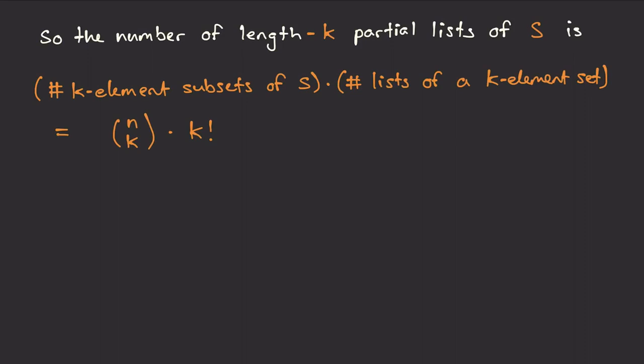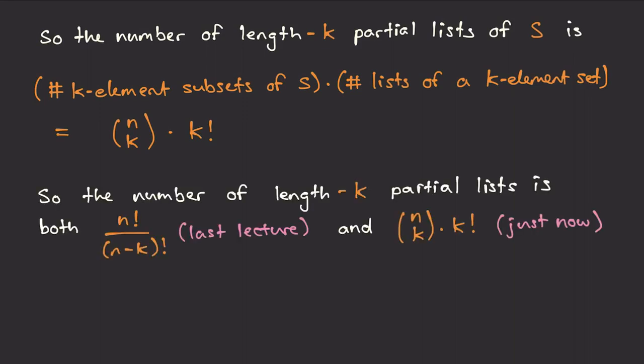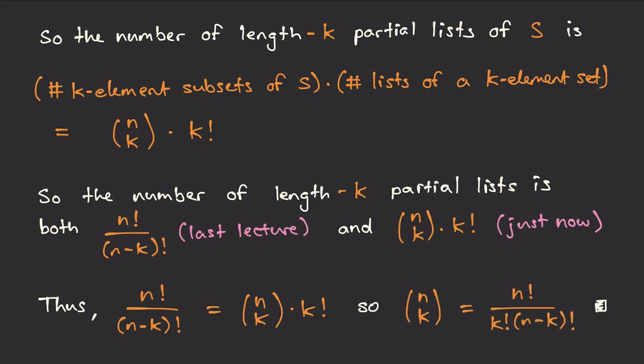But we also know that the number of length k partial lists of S is n factorial over n minus k factorial. These two formulas look different, but they must be the same because they're both the number of partial lists. So we can write down an equality saying n factorial over n minus k factorial equals n choose k times k factorial, and we can just rearrange that by dividing through by k factorial to get a formula for n choose k, which is what we wanted to prove.